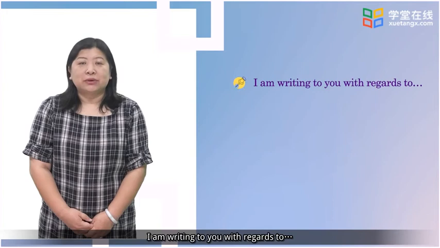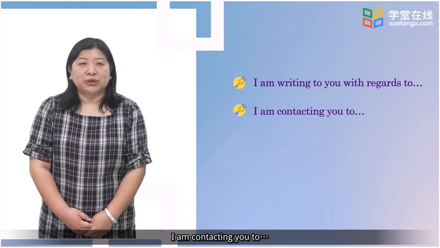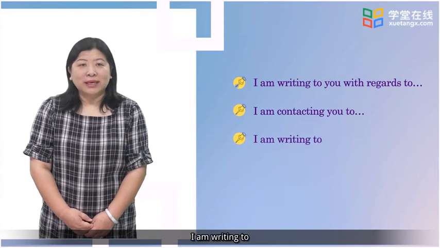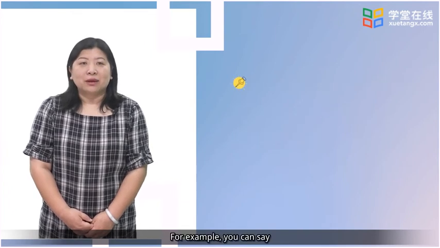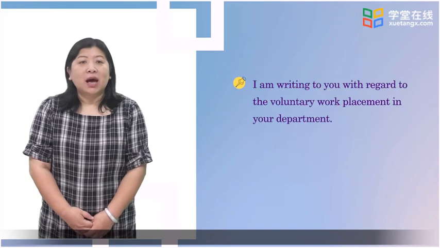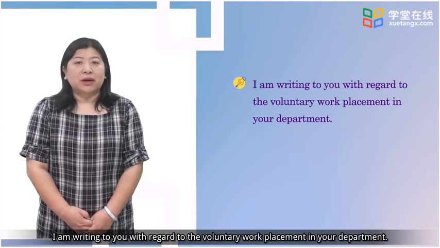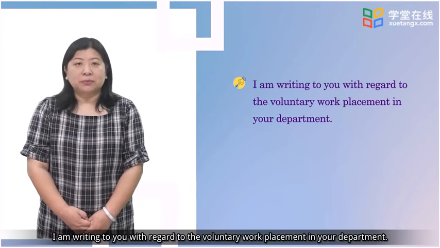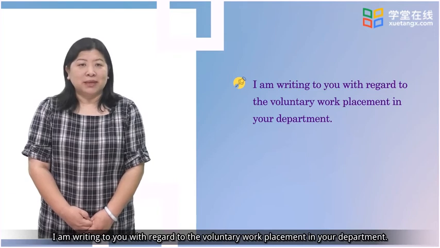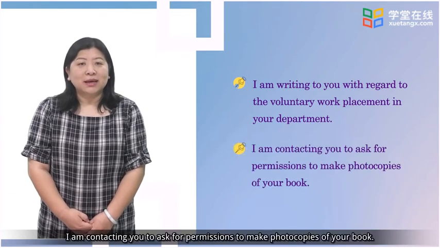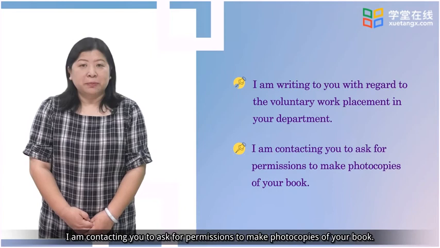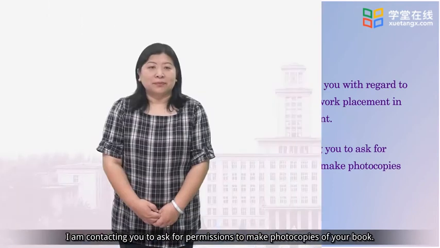I'm writing to you with regard to. I'm contacting you to. I'm writing to. For example, you can say, I'm writing to you with regard to the voluntary work placement in your department. I'm contacting you to ask for permission to make photocopies of your book.